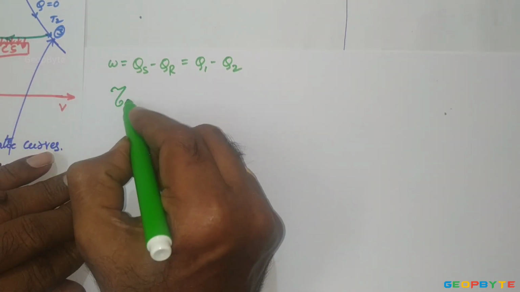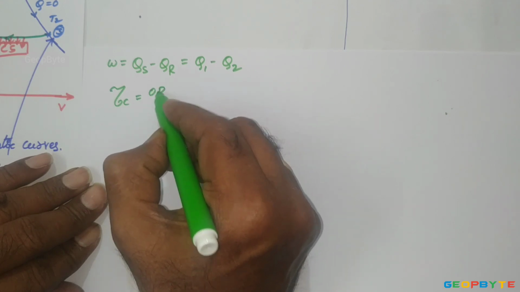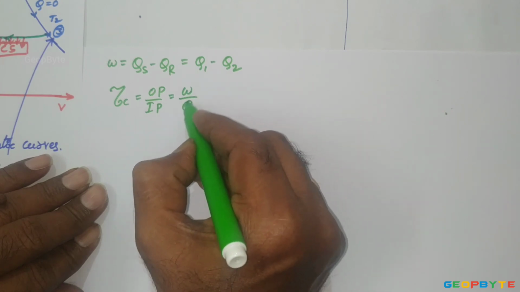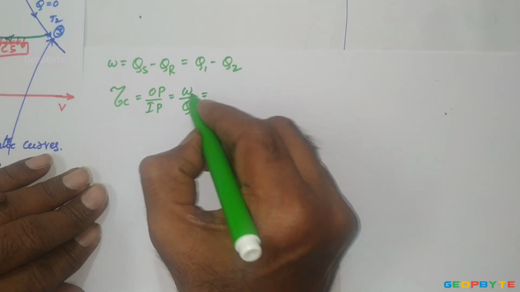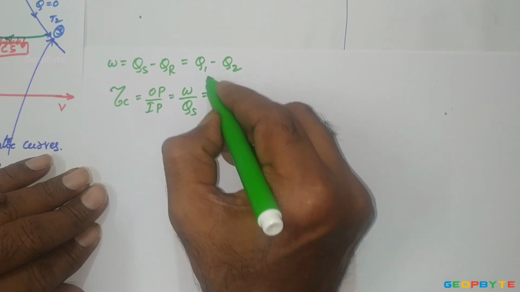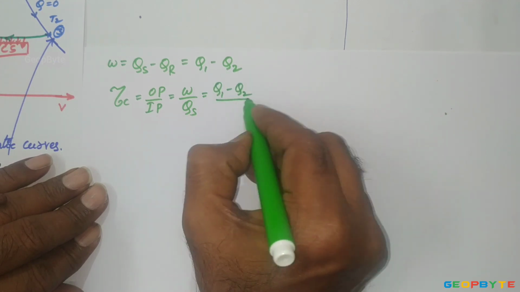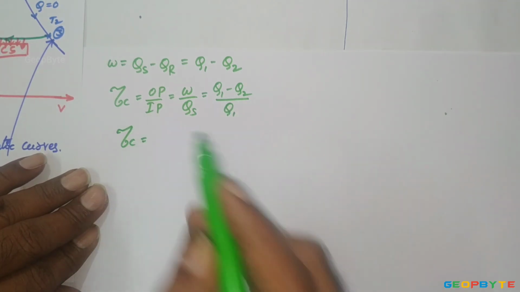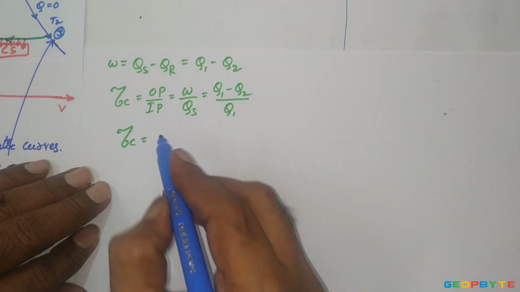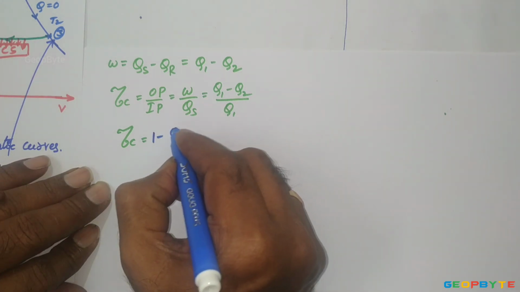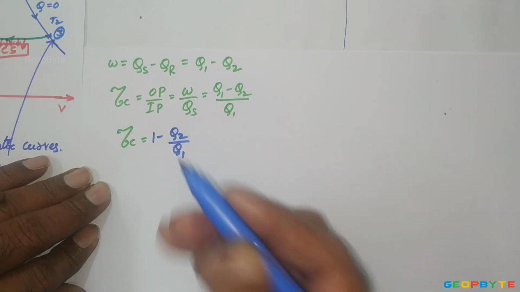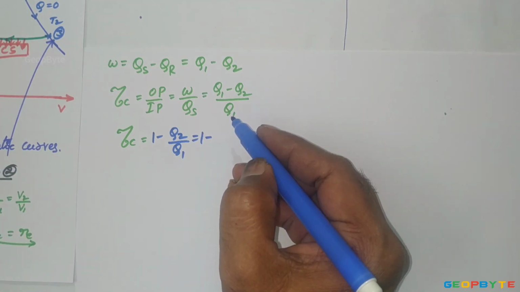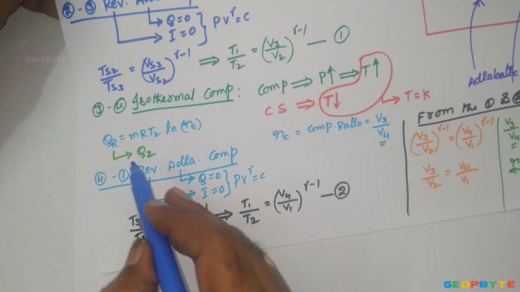Then efficiency of the Carnot cycle equals output by input. Output equals work output only. Input equals heat supplied to the system. This work output we have taken as Q1 minus Q2, divided by heat supplied, which is Q1. The efficiency of the Carnot cycle equals 1 minus Q2 by Q1. It is equal to 1 minus, look at the Q2, that is heat rejection.